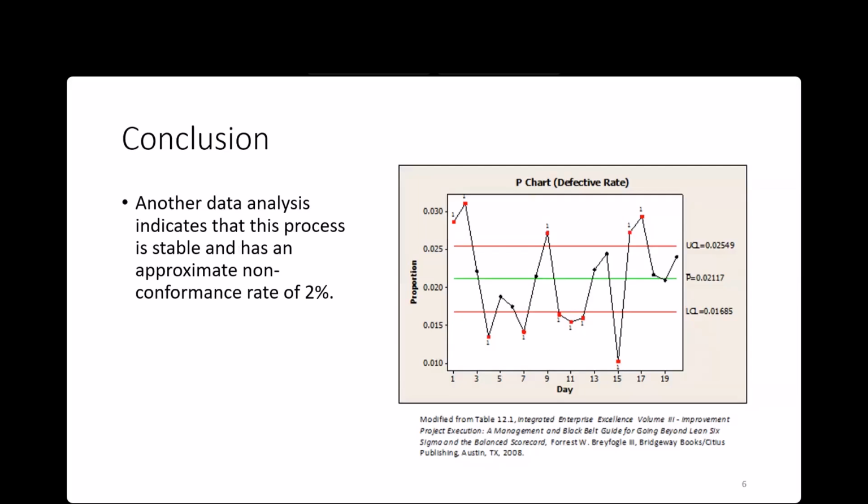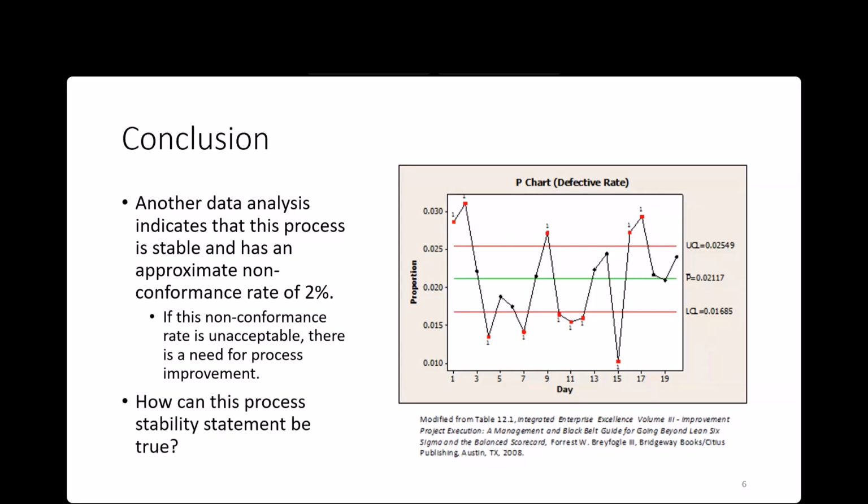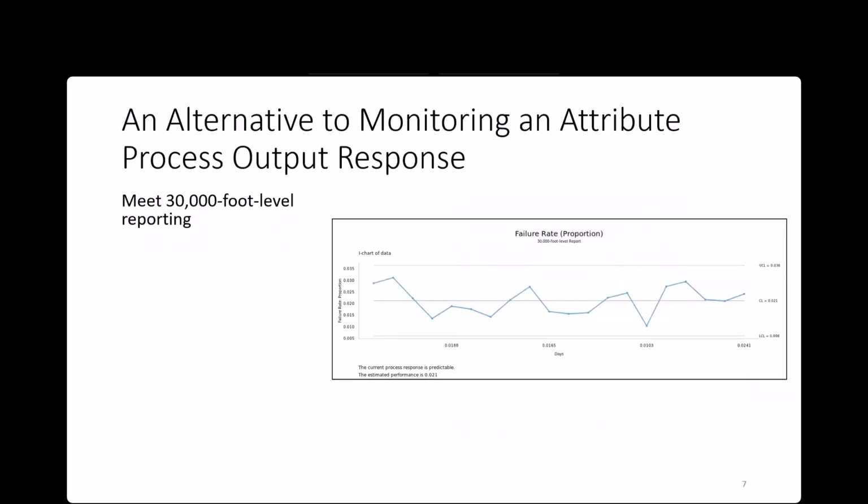Another data analysis indicates that this process is stable and has an approximate non-conformance rate of 2%. If this non-conformance rate is unacceptable, there's a need for process improvement. How can this process stability statement be true? Meet 30,000-foot level reporting.